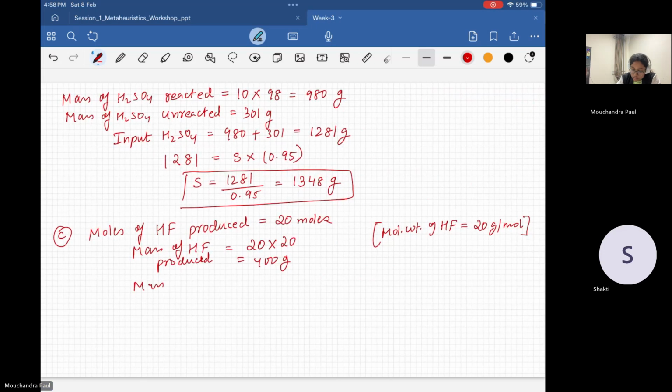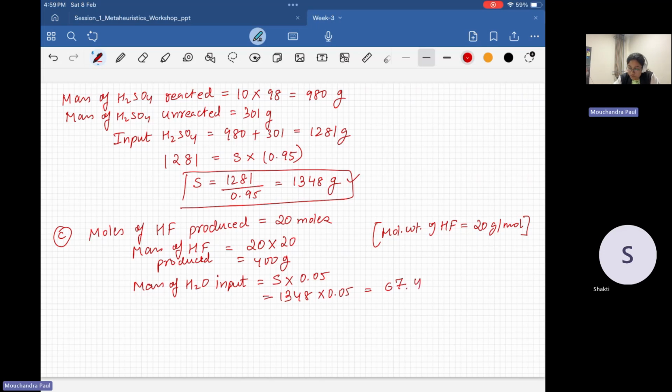So mass of H2O input will be S into 5 weight%. It is 1348 into 0.05, as we have calculated here. So it will be 67.4 grams of water input. Now, since water is not taking part in the reaction, how much water you are giving, that much water is coming out.